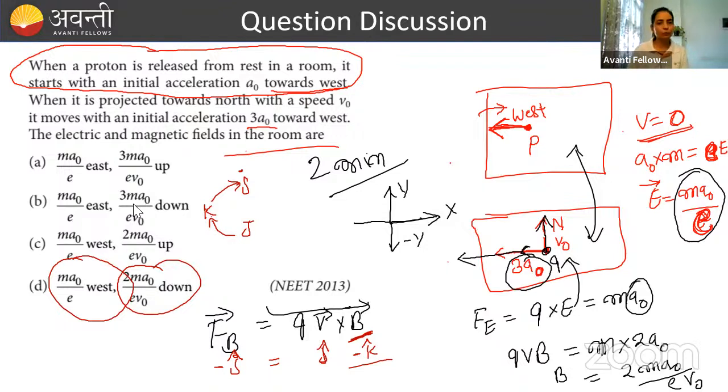First time, what was given? Velocity was 0 and force was acting towards west. So if velocity is 0, no magnetic force will act, right? So definitely the electric force will act, and that electric force value will be like this. You will write the acceleration given is a naught. Second time, total acceleration in the west direction is 3a naught. So a naught acceleration is because of the electric field. The remaining 2a naught must be because of what? Magnetic field, no doubt, right?